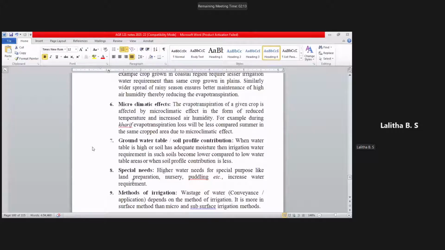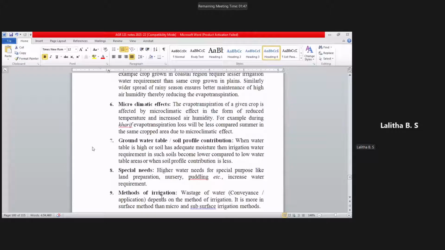So when the water table is high or soils have adequate moisture, the irrigation water requirement will be less. I'll give a comparison between Kolar and the coastal area. In Kolar the water requirement will be more, and the ground contribution will be less because there is no water at all. Whereas there in the coastal area, the water will be more.